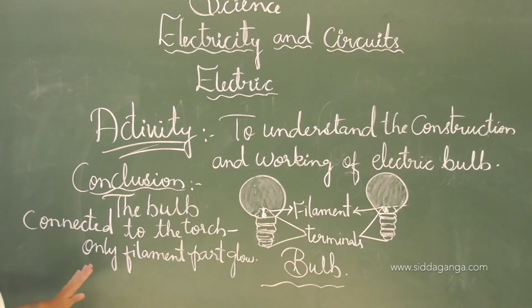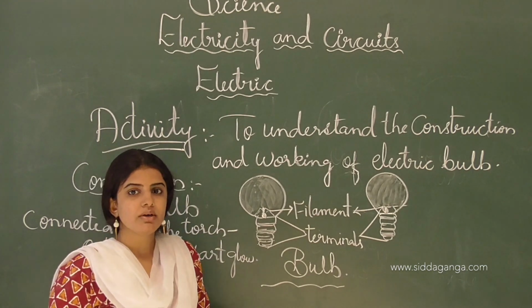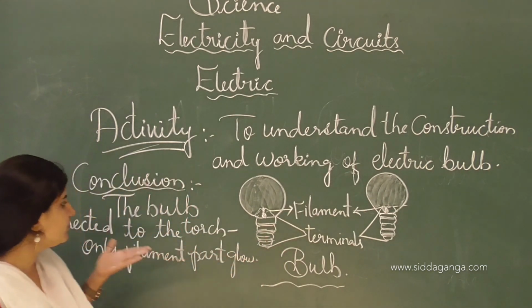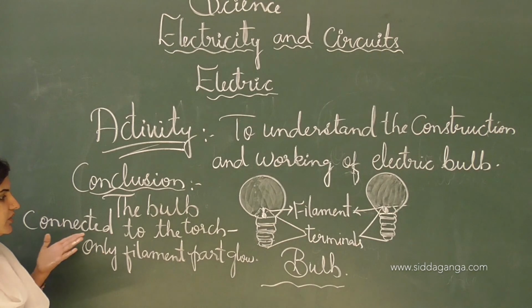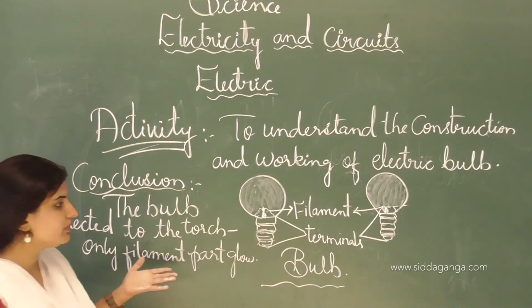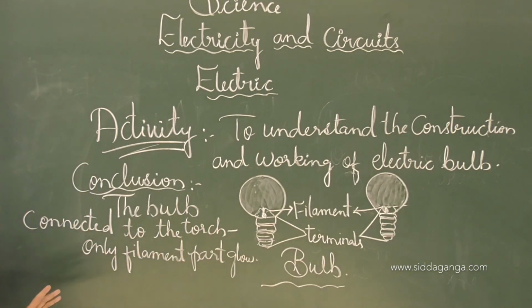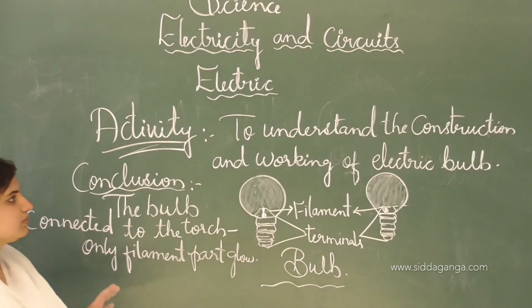See, this activity is to understand the construction and the working of the electric bulb. This electric bulb only works when it is connected to the torch, and only the filament part will glow in the electric bulb. This is all about the construction as well as the working of the electric bulb.